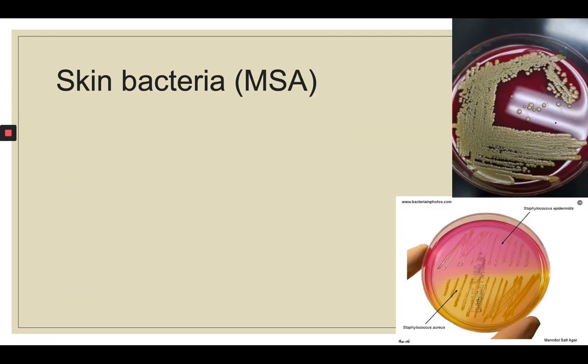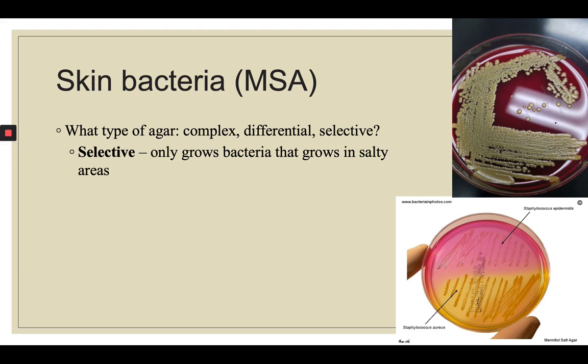Sorry, I have to go through those again. So, what type of agar is MSA? Is it complex, differential, or selective? Yes, it is selective in that it only grows bacteria that grows in salty areas. So it's only going to grow skin bacteria most likely because the bacteria on our skin is very salty. It can grow in a salty environment. Any bacteria that can't tolerate that environment will just die and we won't see it growing. But yes, you are also right that it is differential. The bacteria are different colors, so we can tell the differences between them. So MSA is selective and differential.